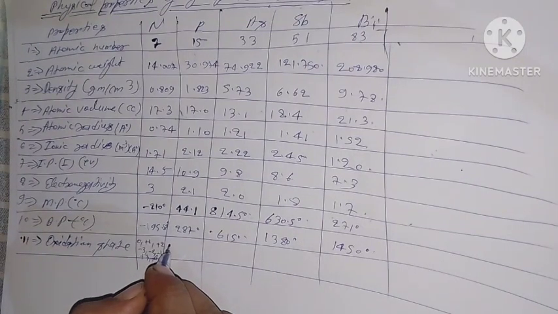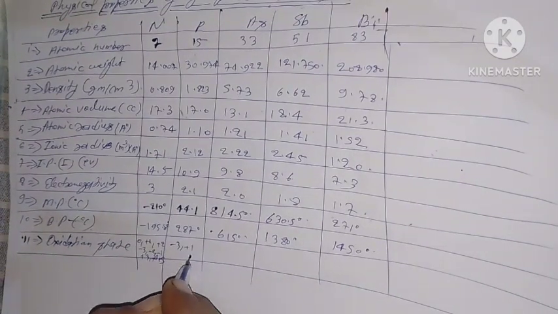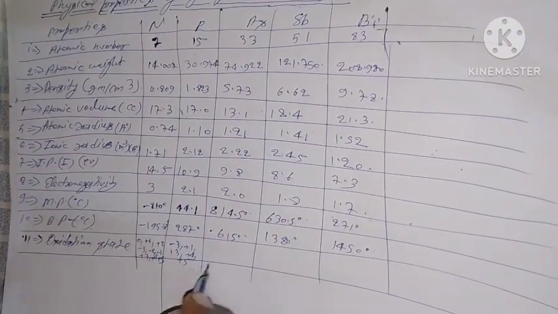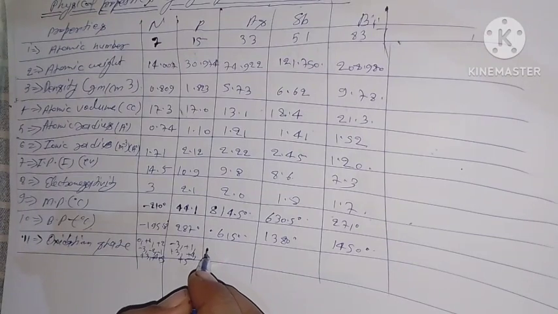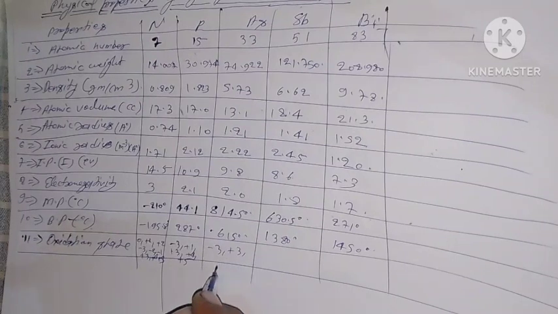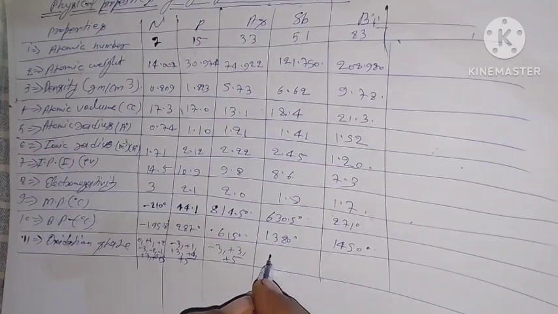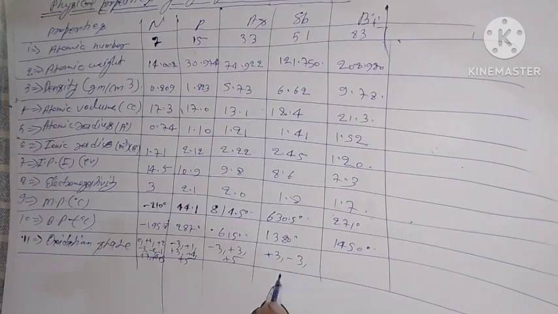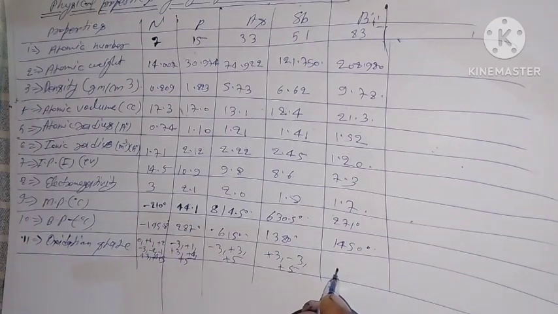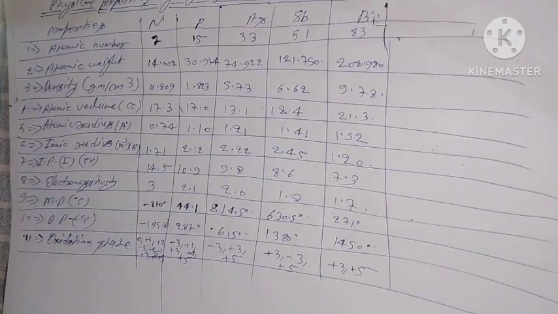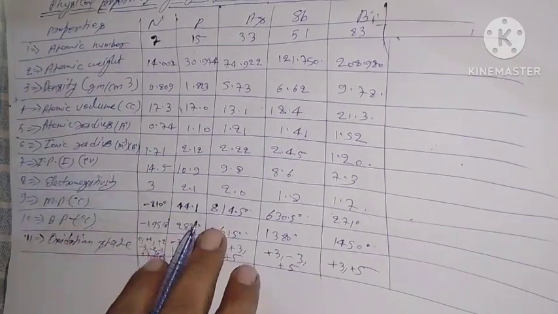And oxidation states of phosphorus are minus 3, plus 1, plus 3, plus 4, plus 5. Arsenic is minus 3, plus 3, plus 5. Antimony is plus 3, minus 3, plus 5. And bismuth is plus 3, plus 5. Okay? Good.